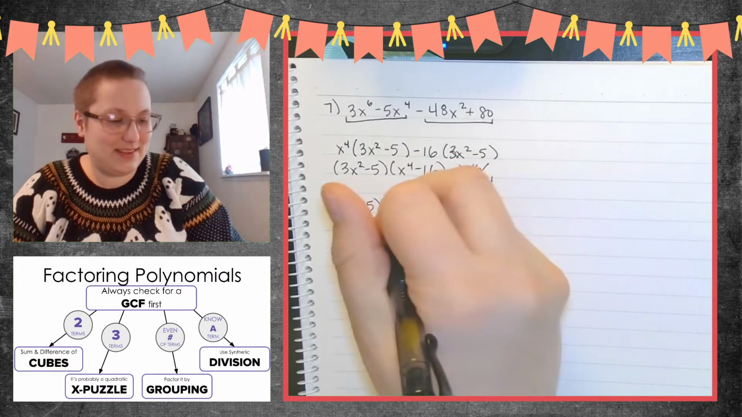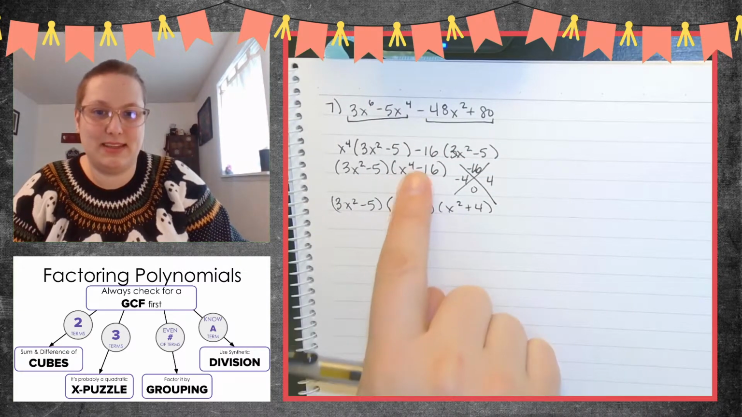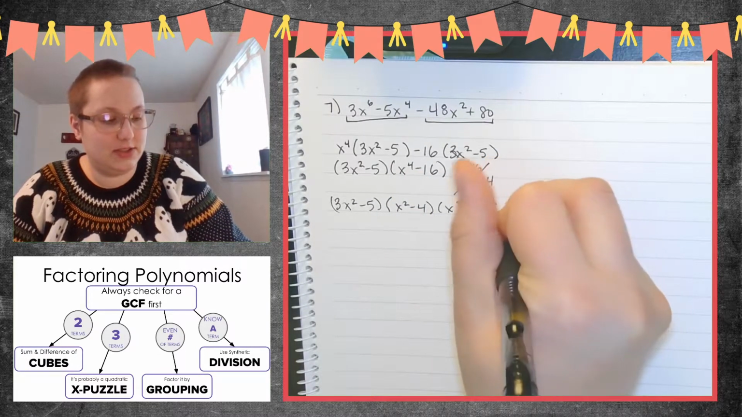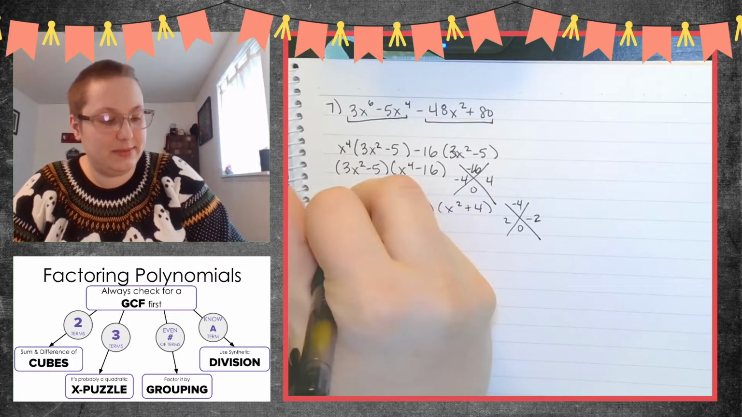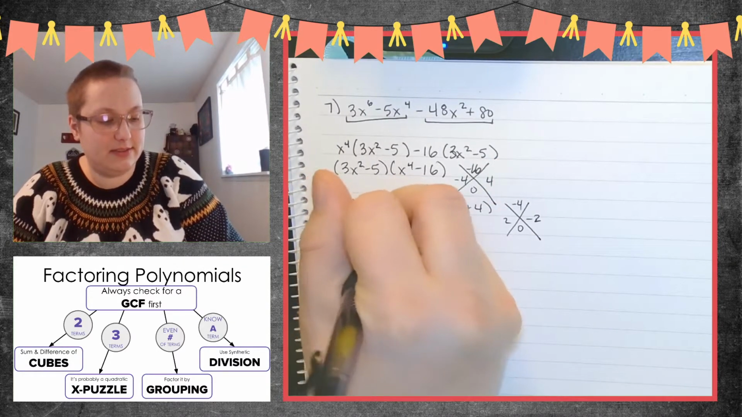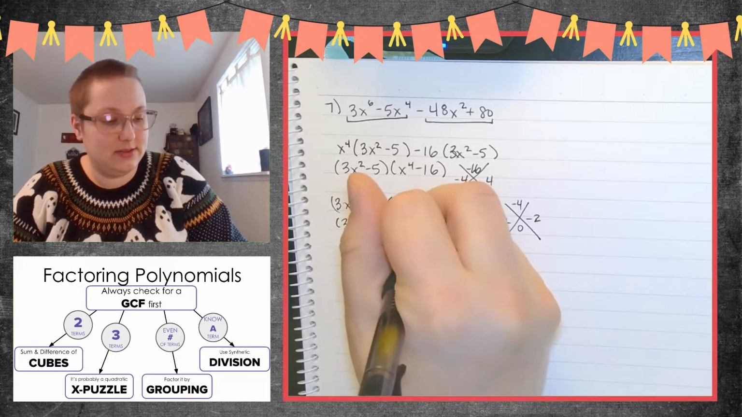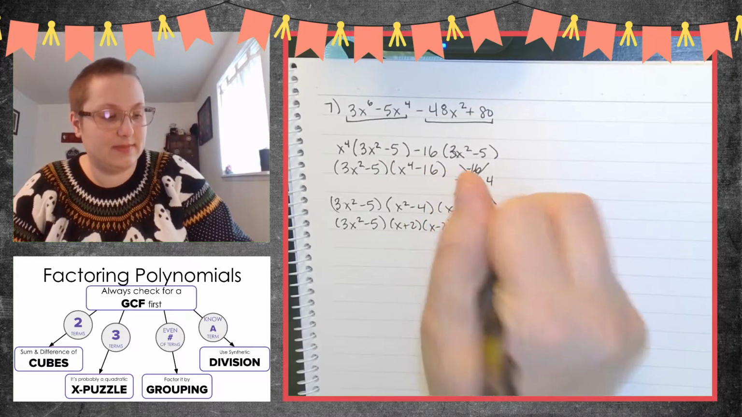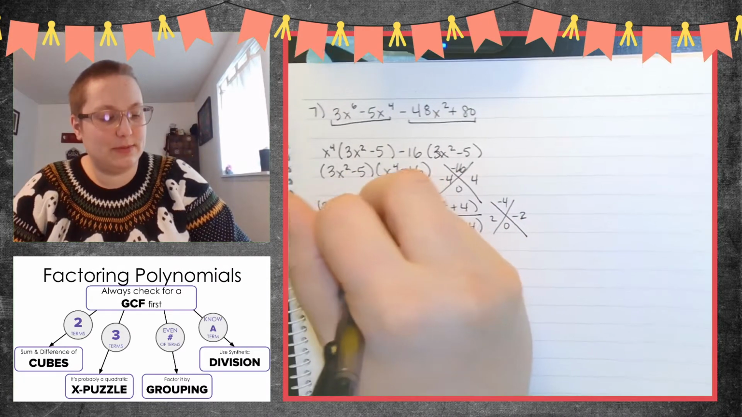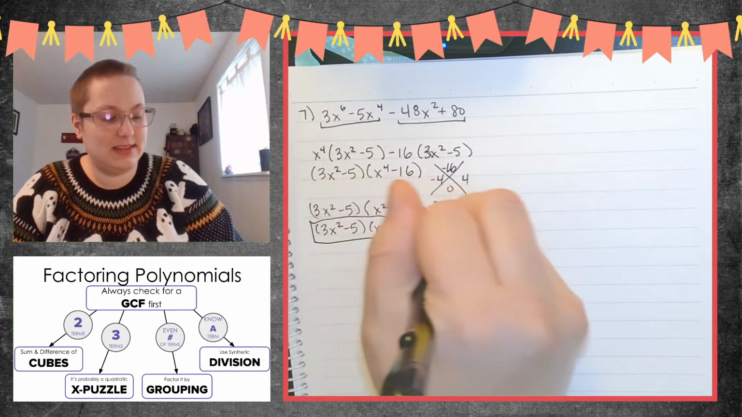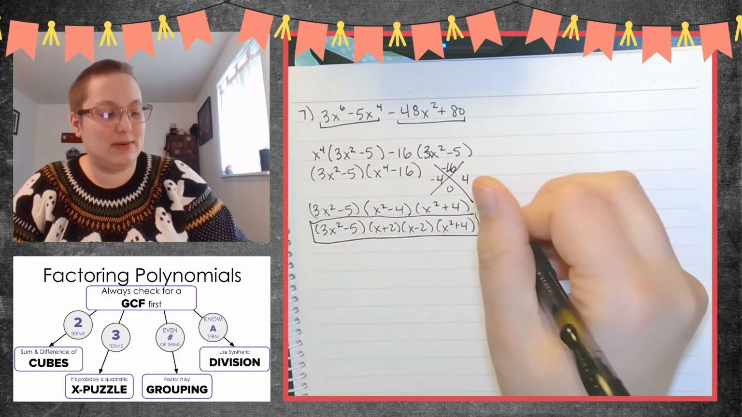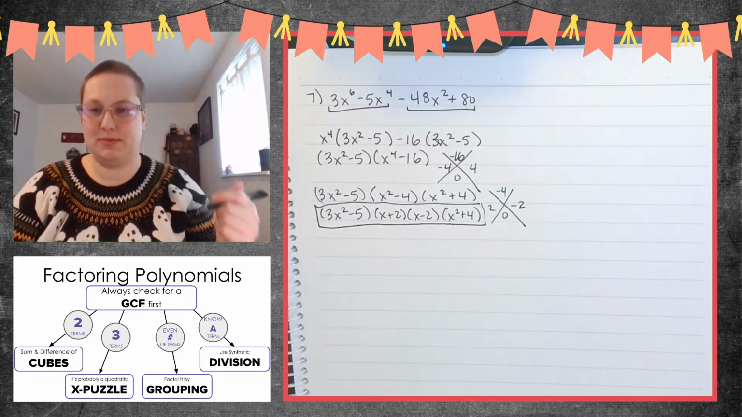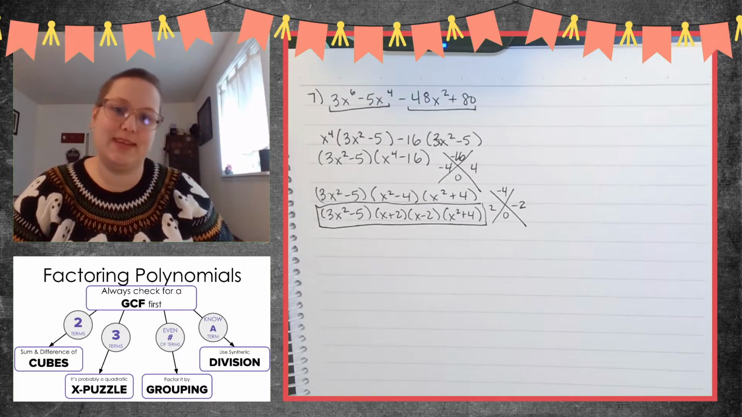But watch this. X squared minus 4 is another one like this. I can keep going. So I have negative 4 and 0, which is 2 and negative 2, which gives me 3x squared minus 5 times x plus 2 times x minus 2 times x squared plus 4. Why can't I do that with the x squared plus 4? It's because it's the special case when it's positive. I can't make those two numbers add up to 0 and multiply to make 4. Okay, so that's the end of that one.